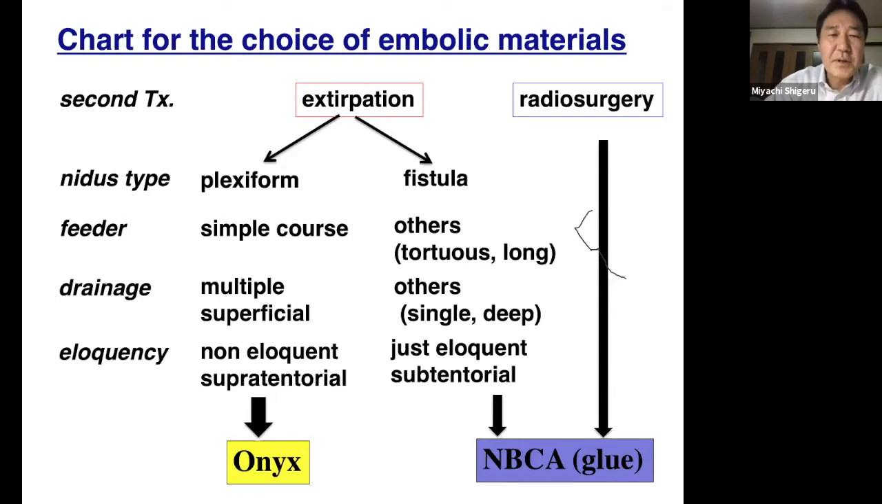The next topic is how we can use the embolic materials, and how we differentiate the cases for Onyx or NBCA. Actually, before radiosurgery, Onyx embolization is not allowed in Japan, so we embolize all the cases before radiosurgery using NBCA. But before surgery, for a plexiform type, simple course, superficial, non-eloquent type, Onyx is a good indication.